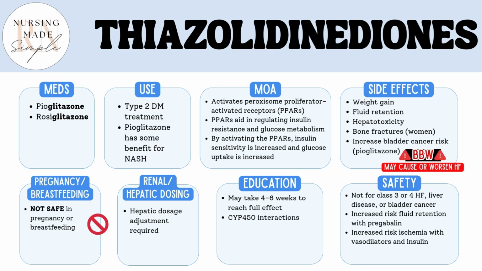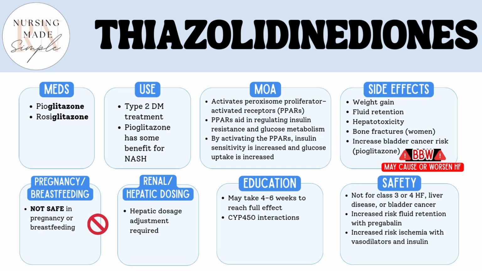All right, so next, moving on to the thiazolidinediones, also known as TZDs. These are your glitazone medications. These are used for type 2 diabetes treatment, but pioglitazone also has some benefit for NASH. These work by activating peroxisome proliferator activated receptors, or PPARs. The PPARs aid in regulating insulin resistance and glucose metabolism. So, by activating the PPARs, insulin sensitivity is increased and glucose uptake is increased.